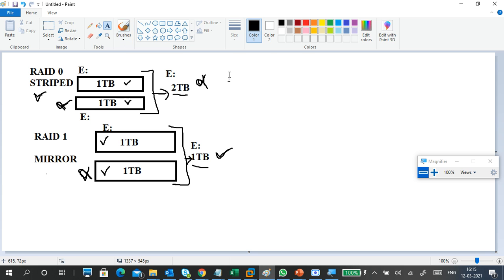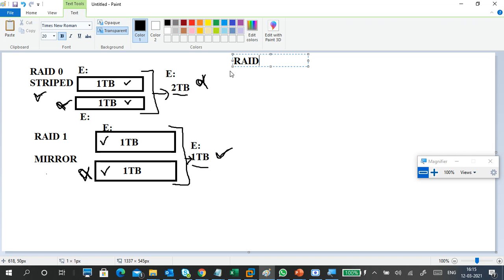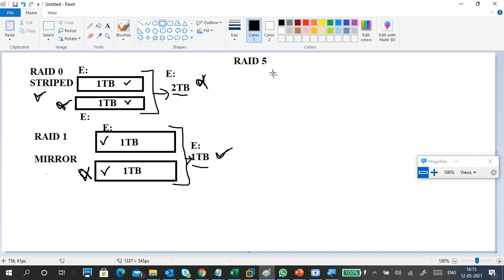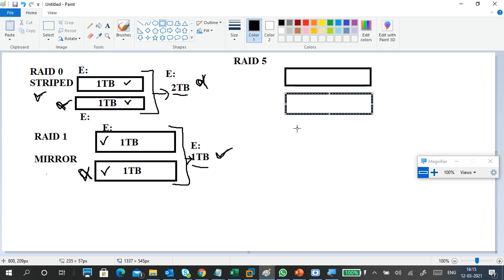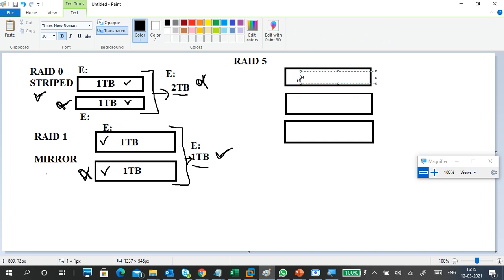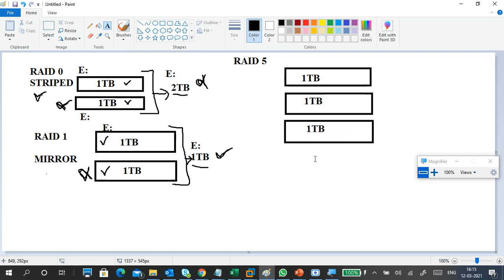Next one is RAID 5. The name is RAID 5 only. Here we take three disks. Understand, this is a three disk setup. Each one is 1 terabyte of space. For example, just for example, I'm taking this. You can take 2 terabytes, 500 MB, 1 GB, 2 GB, anything, no problem. Same space required. That's it.